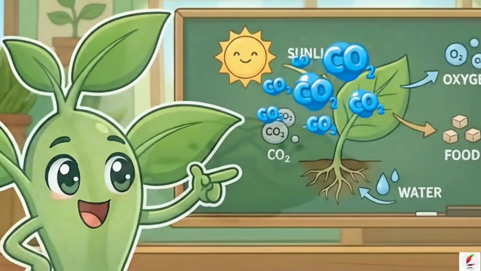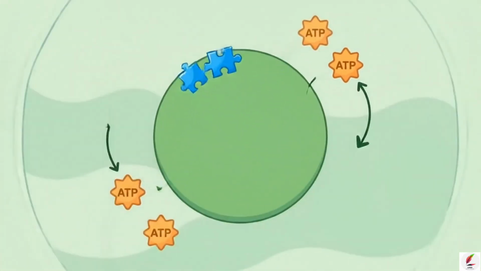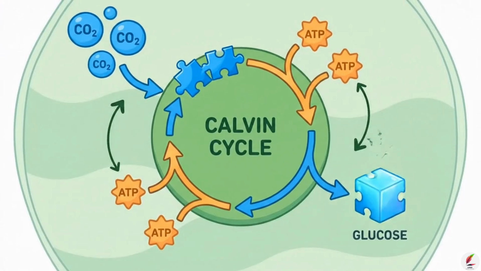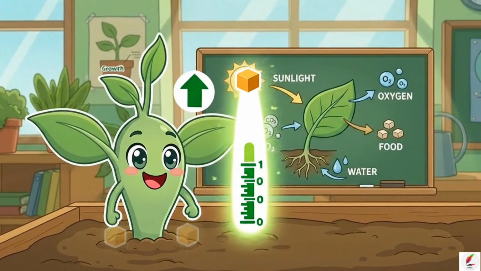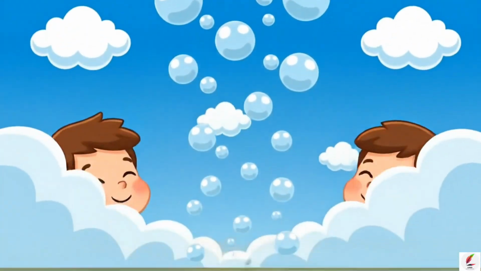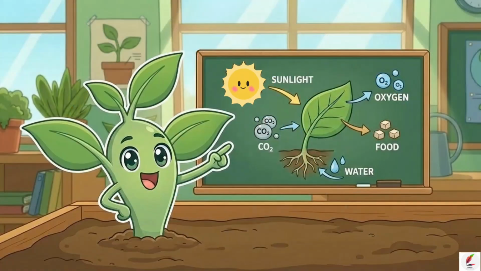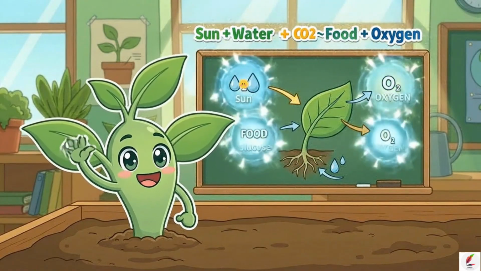Carbon dioxide enters the leaf and, with the sunlight energy, makes a sugar called glucose, plant food. The plant uses glucose to grow tall, make fruits, and store energy. Oxygen goes into the air. Remember, sunlight plus water plus CO2 makes food plus oxygen.